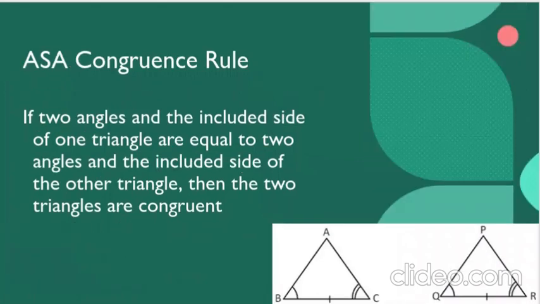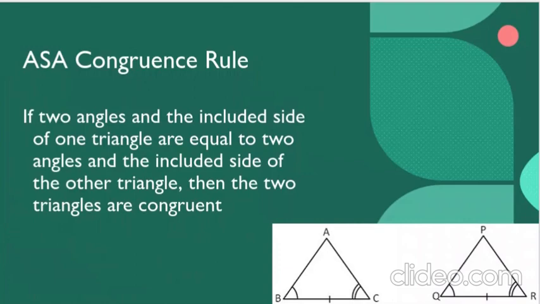Similarly, now we have ASA. Now ASA, previous one was SAS. ASA means angle, side, angle. Now what I was telling, previously when I said SAS, so two sides and included angle. So when I say ASA means two angles and included side. So if two angles and the included side of one triangle are equal to the two angles and the included side of the other triangle, then two triangles are congruent. Now what you mean by this? You can take any two angles of a triangle.